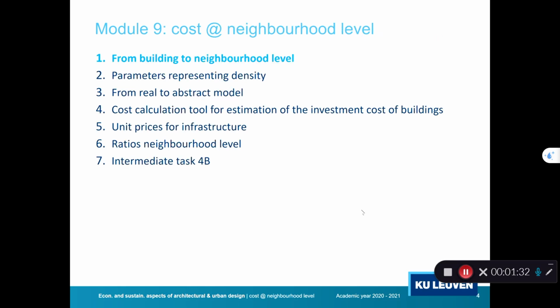The module is structured as follows. First of all, we make the step from building to neighborhood level. We look at parameters that can represent the density. Then again, we will develop an abstract model of a neighborhood, parallel to what we did at building level. I will introduce the cost calculation tool. We will look at some unit prices for infrastructure and the ratios that are important at the neighborhood level to finally end with the intermediate task and the final task of this course. This recording only focuses on the first two parts, the step from building to neighborhood level and the parameters that can represent the density of a neighborhood.